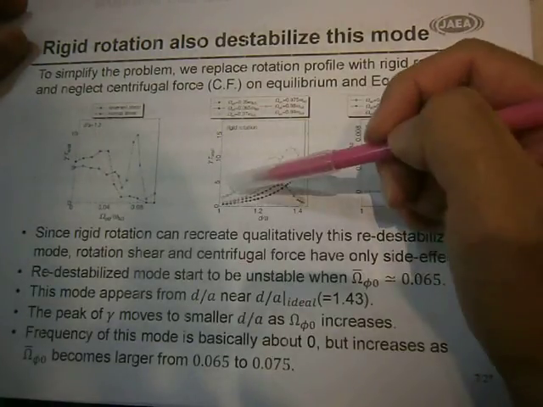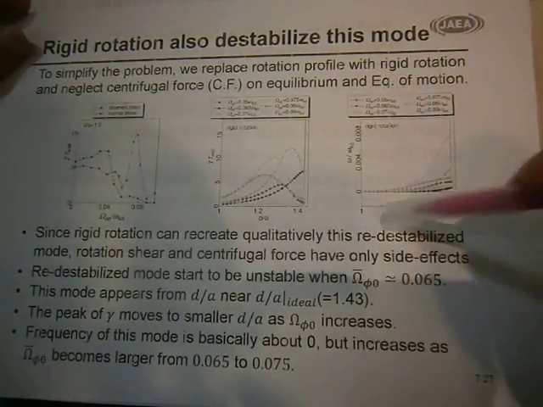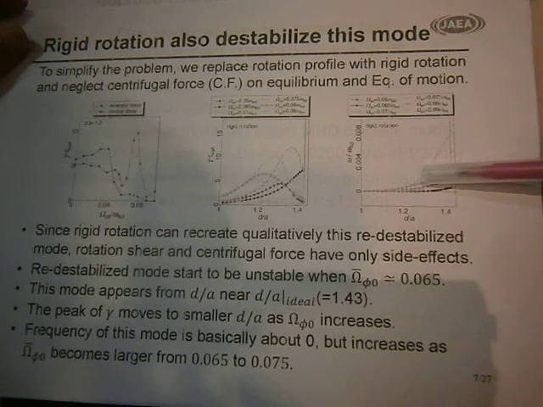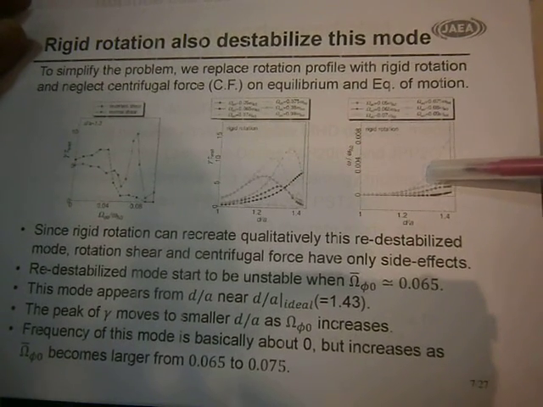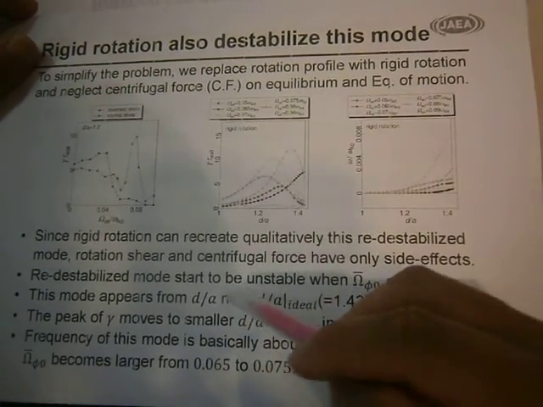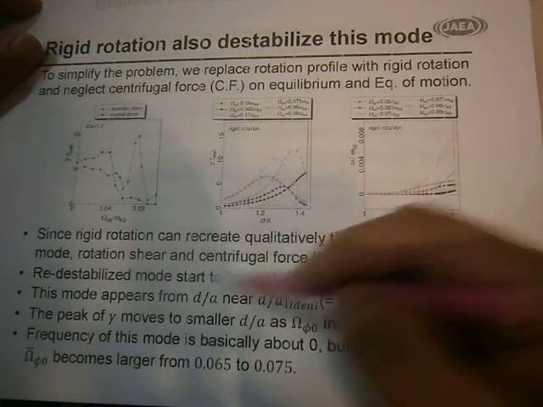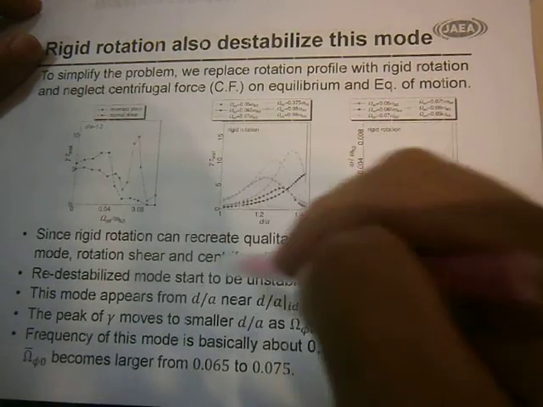Also, since the rate of rotation can reduce the quantity of this revolution mode, the rotation shear, the consequent force, has the only set effect. This mission mode started and when at the model appearance point near the peak, the multiple sum.